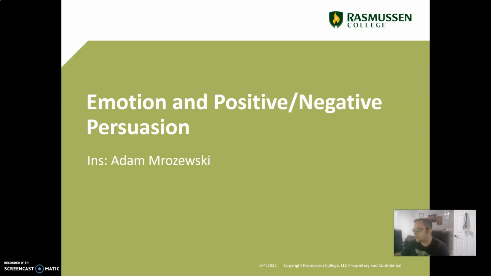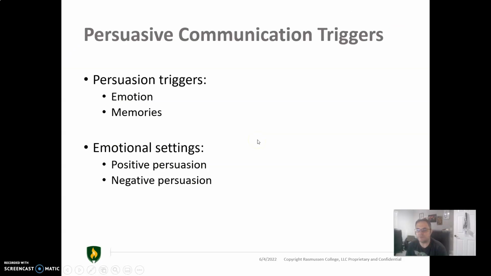Other than that, just a couple things to talk about before we end this week. I really want to talk about emotion and how it ties into positive and negative persuasion. So we're focusing on persuasion again a little bit. And again, persuasion is triggered by emotion and memories, right? When we take a look at this, there are a lot of different ways where emotion and persuasion can be set within positive and negative settings. So let's take a look at that in the long run.